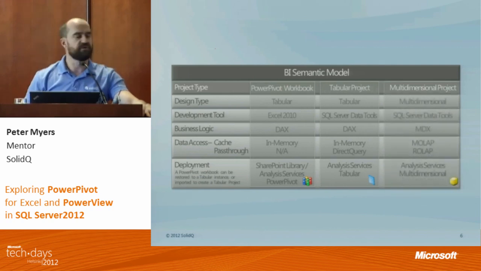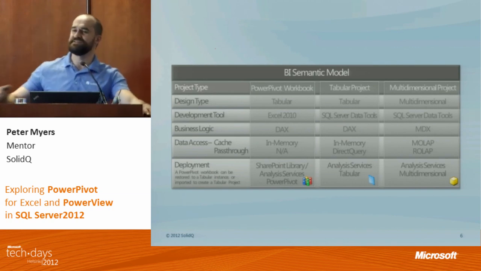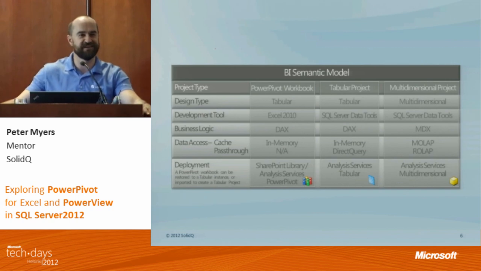Last one, not going to dwell on this because it's what we've always had. It's really just a name change. A multidimensional project is where we develop cubes and dimensions, and it uses MDX. For pass-through, it has ROLAP. For caching, it has MOLAP. And it gets deployed to the multidimensional mode of Analysis Services. So hopefully this demystifies what a BI semantic model is.